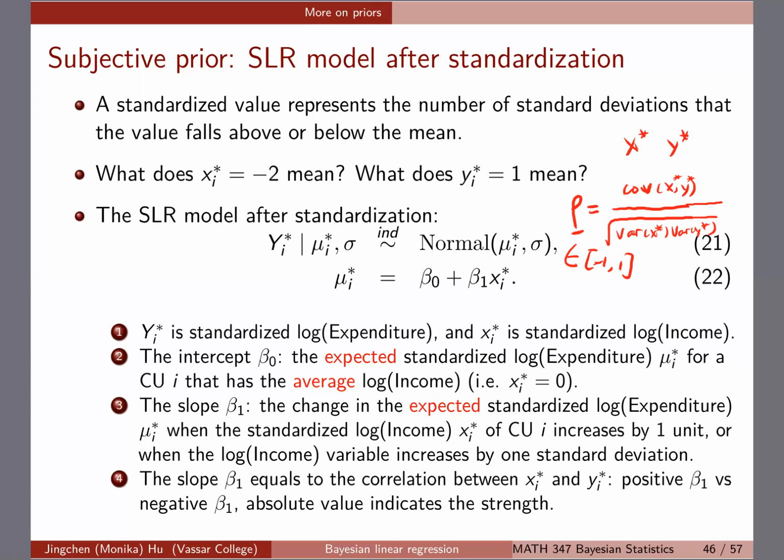Sometimes people might have strong opinions about what this rho should be. Because after standardization the slope beta 1 just becomes the correlation itself, we can directly give a prior to beta 1. That's why we want to do standardization in the first place: now we can transfer our knowledge about the correlation to our belief about beta 1.